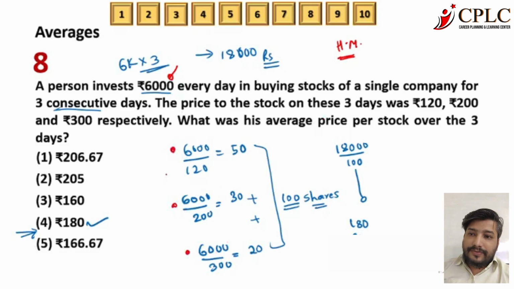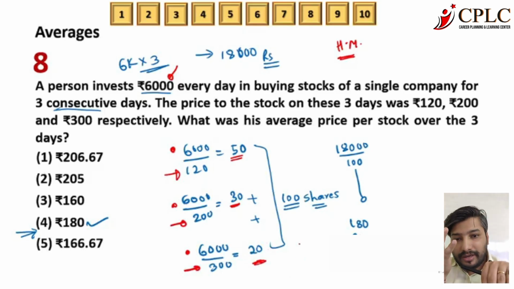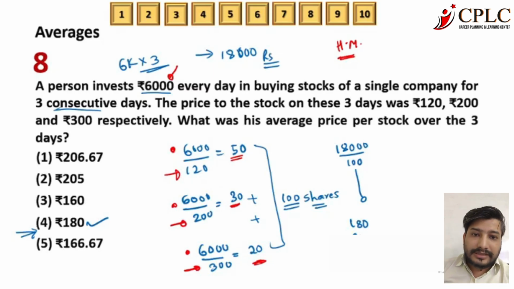So for example, if the price is 120, you got the most number of shares because the price was least. When the price is 200, you got slightly fewer shares because the price has increased. And when the price shot up to 300, you got even fewer shares. So as the price is going up, the number of shares is going down if your total investment is the same. So that is, things are inversely proportional. So you should have used harmonic mean as the thought process.